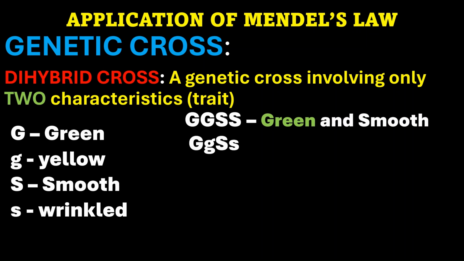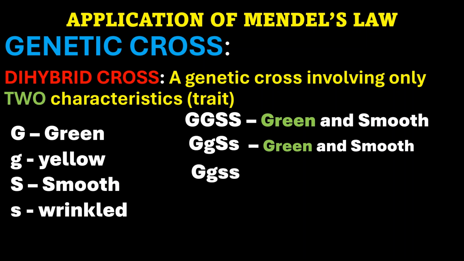Here, if you look at the gene, you can see it's heterozygous. One is dominant, one is recessive. And remember, the dominant is always expressed in the phenotype, whether it is homozygous or heterozygous. Hence, the phenotype for this genotype will be green. The S, from the key, the dominant is for smooth. Hence, the phenotype will be green and smooth.